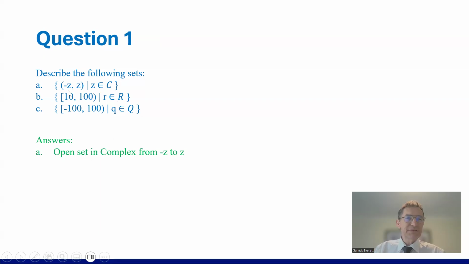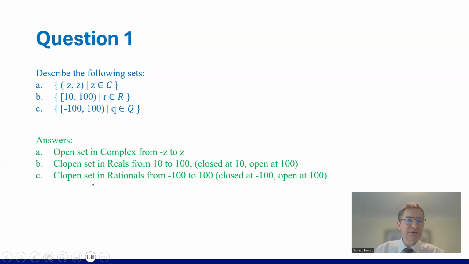We've got an open set in the complex from minus z to z, and you can reword this backwards, forwards if you're wanting to say things exactly. It's a clopen set in the reals from 10 to 100, closed at 10, open at 100, and a clopen set in the rationals from minus 100 to 100, closed at minus 100, and open at 100. So there we go. That's a pretty easy way to describe the following sets.